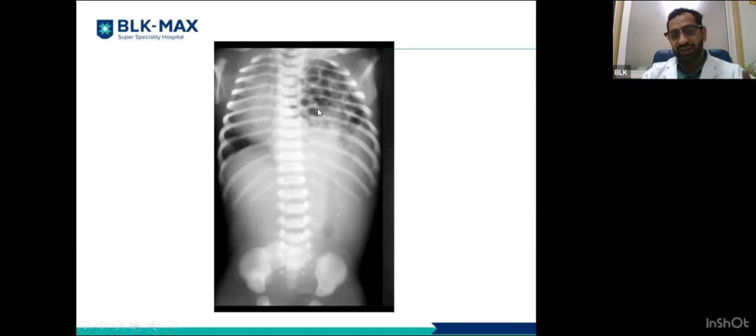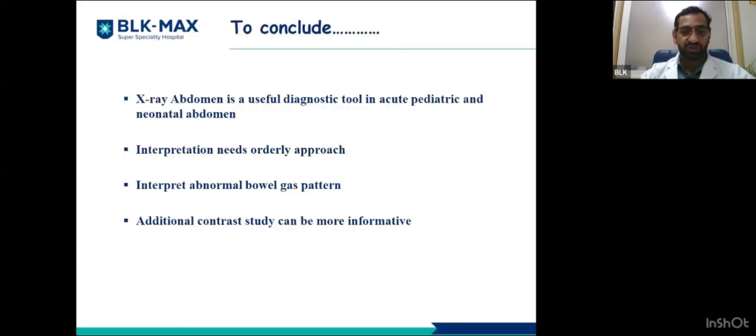Now, sometimes you can get a similar picture in a child with CCAM. CCAM also will have multiple cystic spaces in the X-ray. If you see the chest X-ray only, then the picture will be very similar. But if you see the abdominal X-ray, then you can probably make a diagnosis, as there is not much gas inside. So there could be a possibility of CDH rather than CCAM. And if required, you can order a CT scan to confirm your diagnosis.